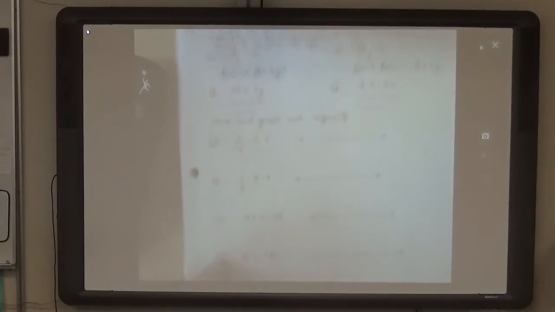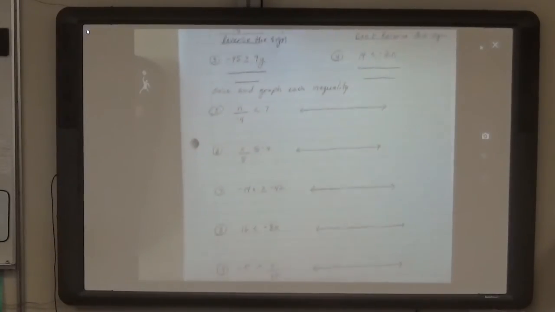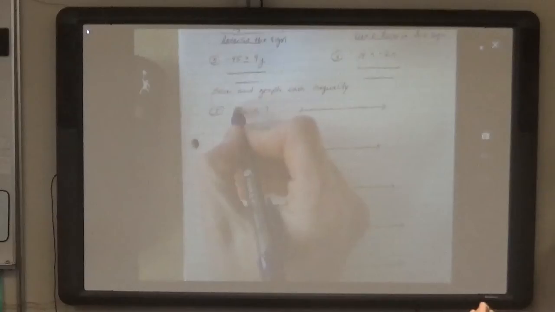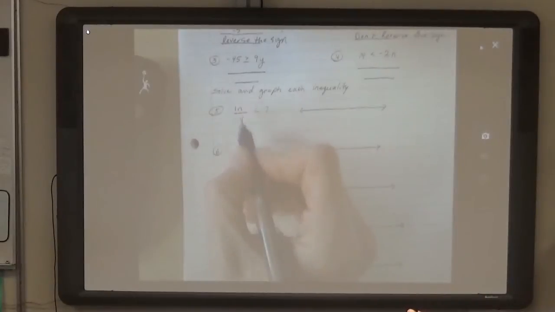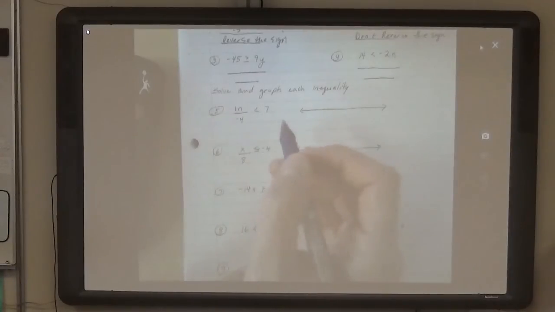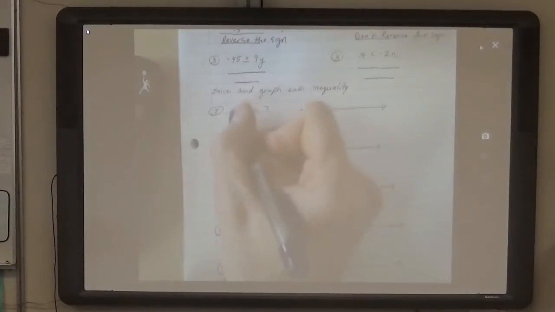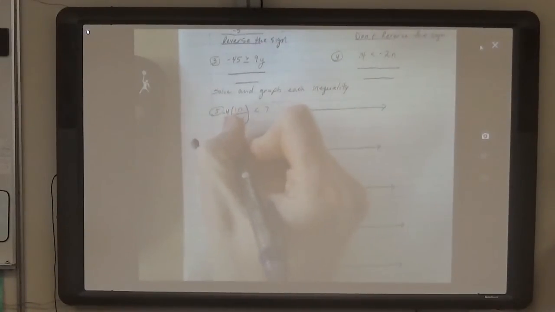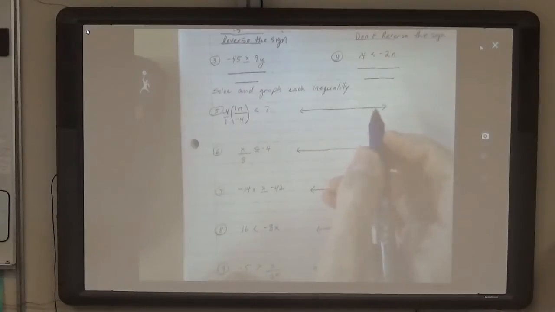Let's go to number 5. Skip to number 5. Last one. This is 1n over negative 4. Hold on, Emily. 1n over negative 4. In order to solve this, we're going to have to multiply by negative 4 over 1. It's the reciprocal of 1 over negative 4.